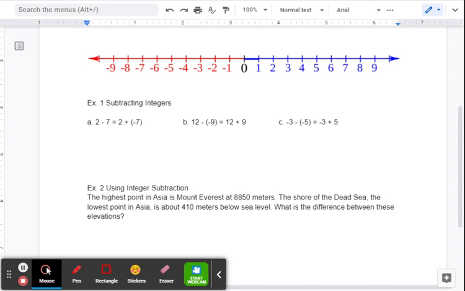So let's look at C. Negative 3 minus negative 5. What do we want to do to that minus sign? What did I say to do to the minus sign? Turn it into a positive. And if I turn minus into a positive there, is it going to be a minus 5? No. If I turn this into an adding, I have to turn the negative into a positive.